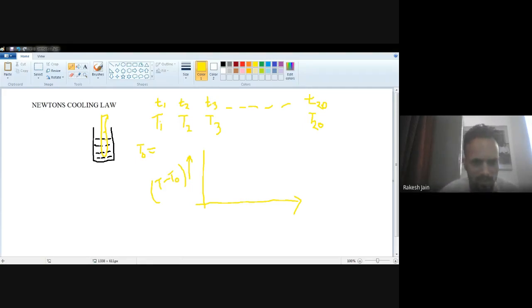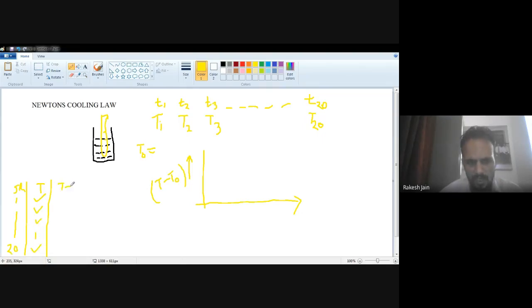So what kind of table will you find for this graph? First is the serial number. So you will write down from 1 to 20 readings. You write down the temperature which you notice at different times, that is T1, T2, T3 up to T20, whatever the value is.